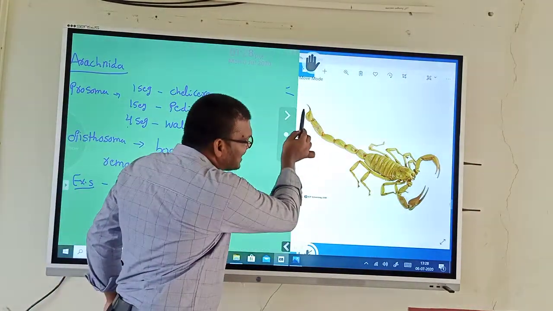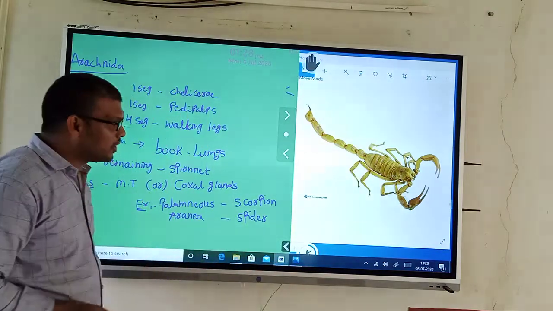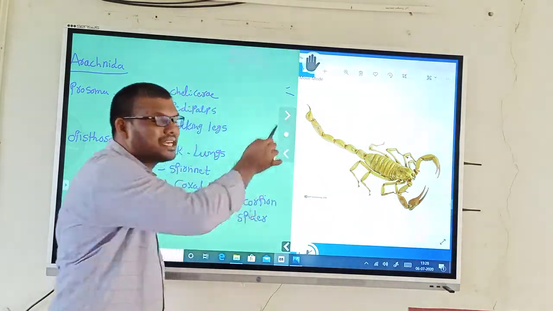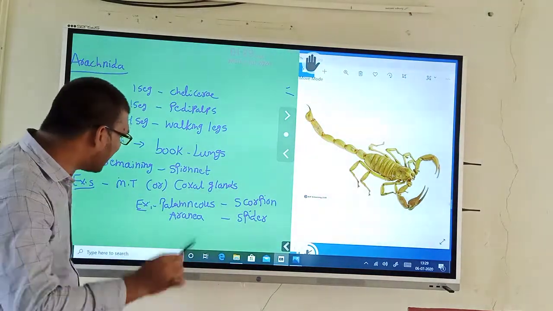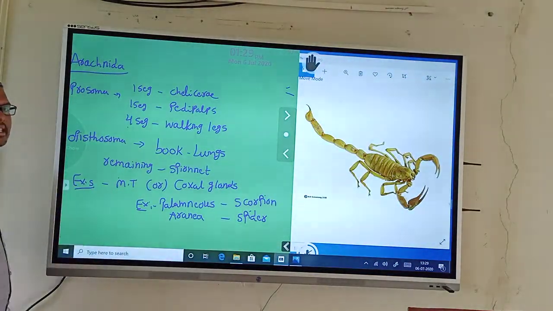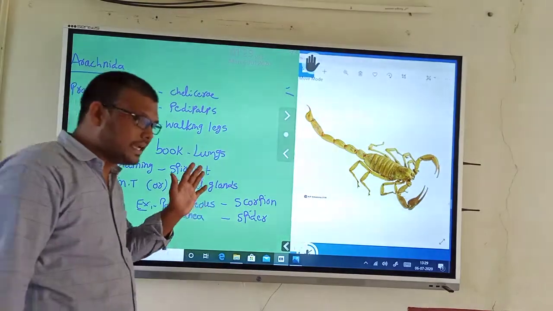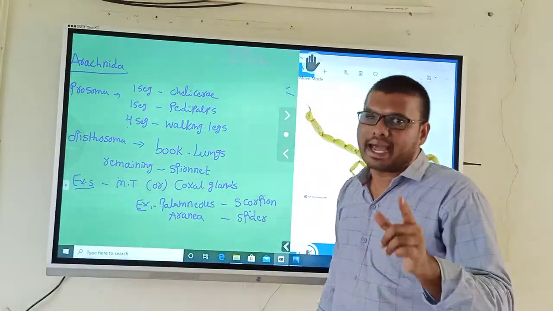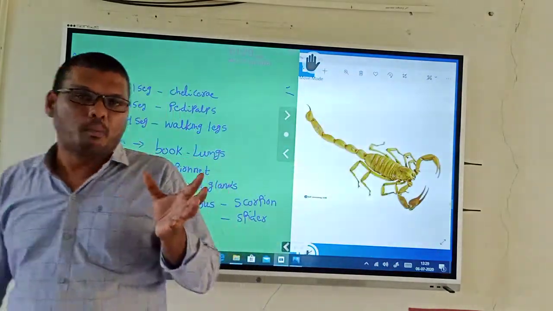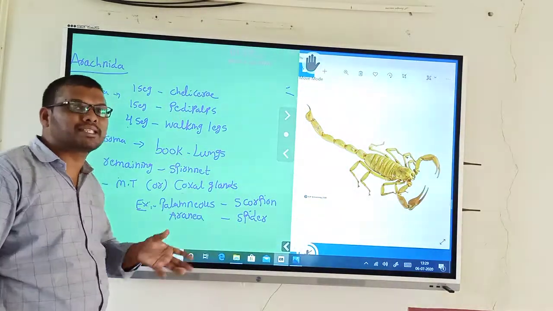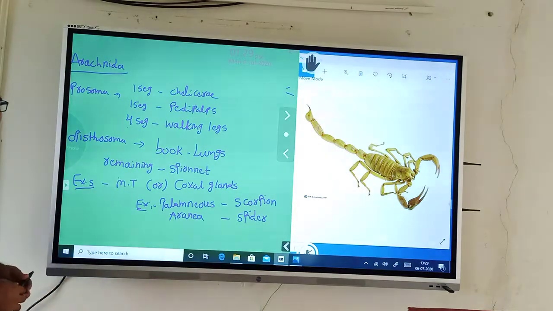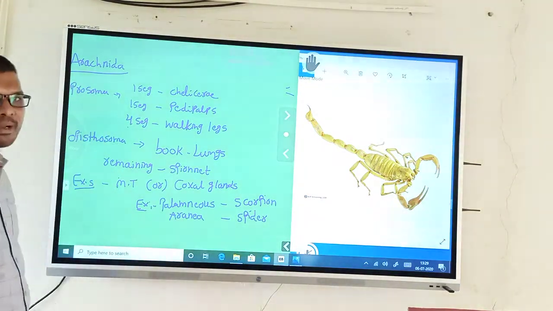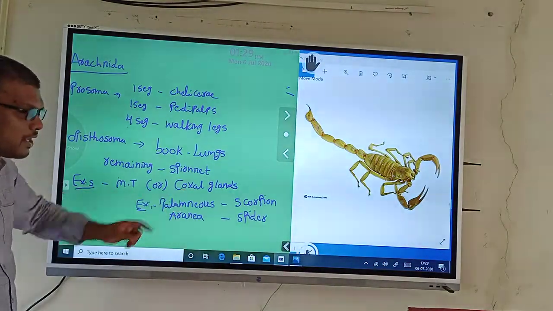Now this part is called the telson. If you observe the scorpion, in this tail region poisonous glands are present. And here, regarding the excretory system, keep in mind that in arthropoda the excretory system is the malpighian tubule. I already said malpighian tubule means Bowman's capsule with the glomerulus. And very important, a specialized excretory gland is present. That excretory gland is called the coxal gland.